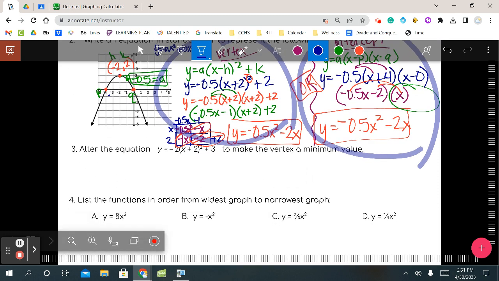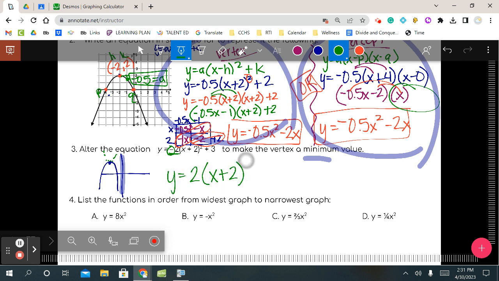Okay, going down to the next one. These next two are going to be easy. Alter the equation to make the vertex a min. So if I were to graph this right now, your vertex was right here, and since it's negative, it would be going like this. So right now it's a max. So if I need to make it a min, I need to flip it to going like this. Remember, the only thing that changes is this a value. Since this is negative, we are going to make it positive. So the only thing I need to do is lose that negative sign.